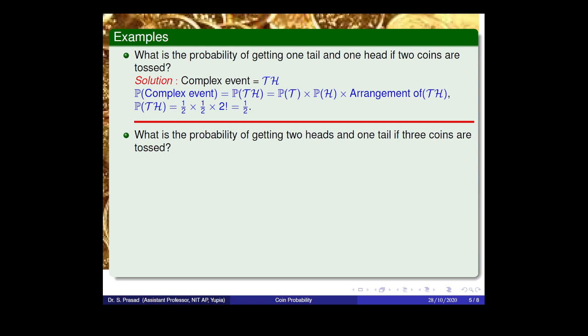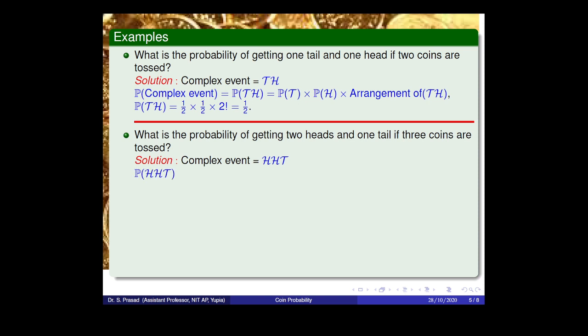Now we move to the second question. What is the probability of getting 2 heads and 1 tail if 3 coins are tossed? Now in this question, the complex event is what? You are getting the probability of 2 heads and 1 tail. Means the complex event we can write directly with H and T, because 3 coins are tossed, and now we are getting the probability of 2 heads and 1 tail. That's why we can write the complex event HHT.